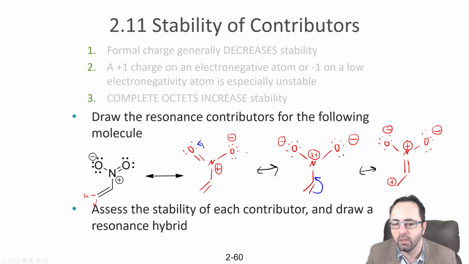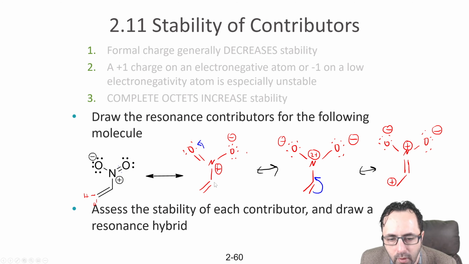So in terms of the resonance contributors, these 2 on the far right have way too much formal charge, so they're not going to be significant contributors. This one here, and these 2 both, will be significant contributors. They have the lowest amount of formal charge possible given the structure.